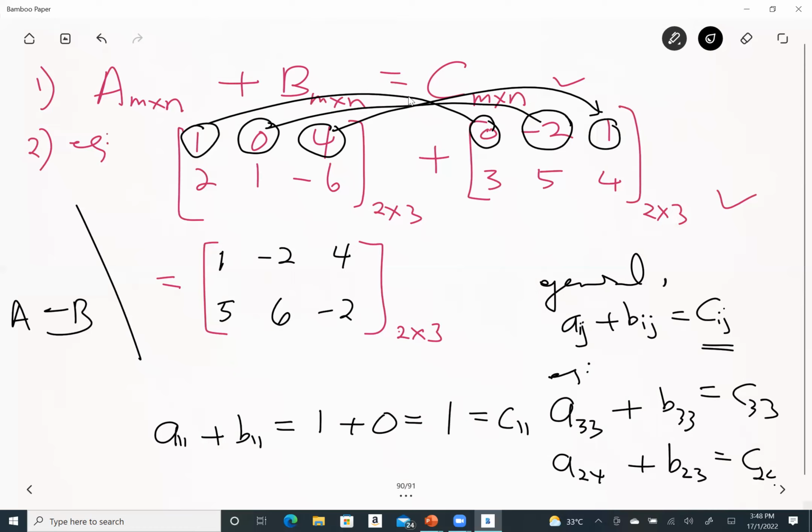So if you are not sure, you add. I'm sorry, subtract by the term. So I give you an example. Let's say A1, 2, you subtract B1, 2. So 0 minus 2. So that is equal to 2. So you can do the subtraction there.